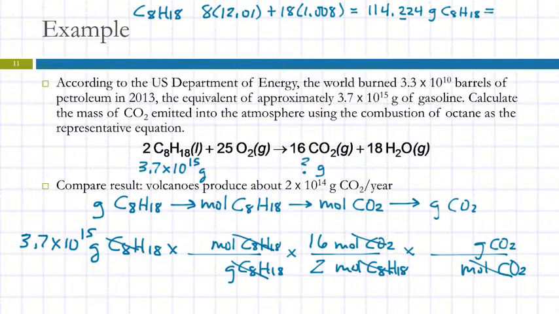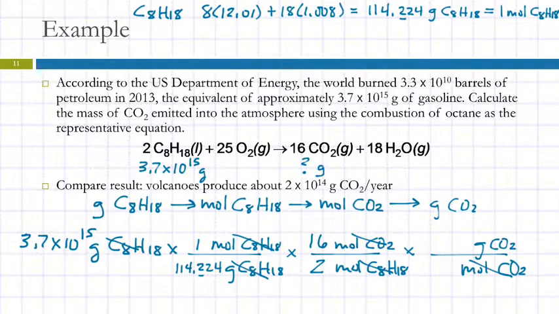is equal to 1 mole of octane. That's one way to write the units. Molar mass is the mass in grams of 1 mole of the substance. So that tells me that in my first conversion factor here, where I have moles of octane and grams of octane, 1 mole of octane is 114.224 grams.